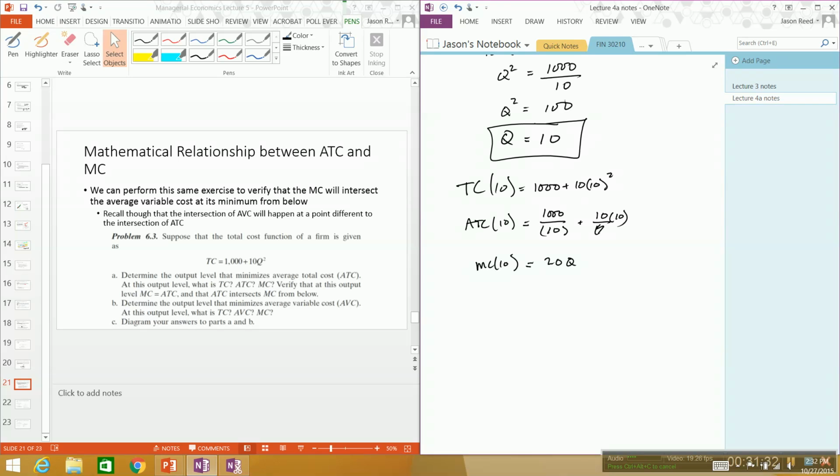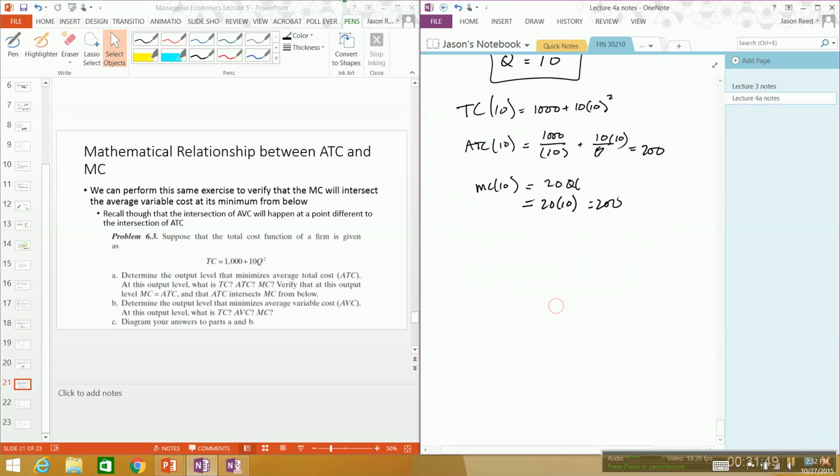makes a lot of sense here, especially when we solve for average total cost. So we know that this is 200. Well, average total cost should equal marginal cost at the minimum, so we know that this will be 200 as well. So verify that at the output level, marginal cost is equal to average total cost. That's true, we've already done that. And that the average total cost intersects marginal cost from below.